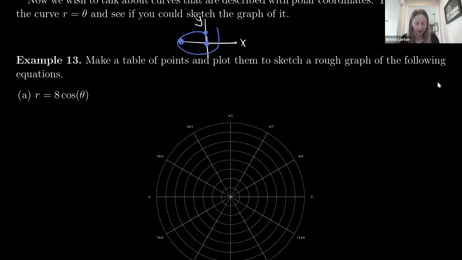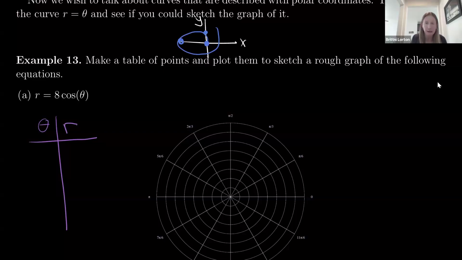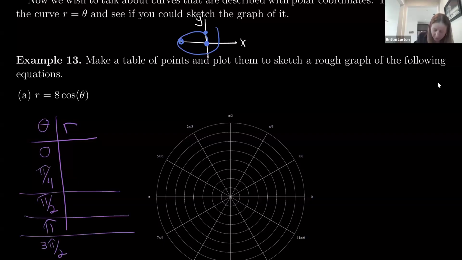Okay, all right, so let's make a table of points, plot them, and sketch a rough graph of the following equation. So just like when we did parametric and I did the T, X, Y table, I can do the r, theta table for polar. I always recommend you start with theta. I just think it's easier. So you get to pick whatever you'd like for your theta. So I'm just going to choose maybe 0, pi over 4, pi over 2, pi, 3 pi over 2, and then I ran out of space. I actually don't know the shape of this graph. Let's find out together.